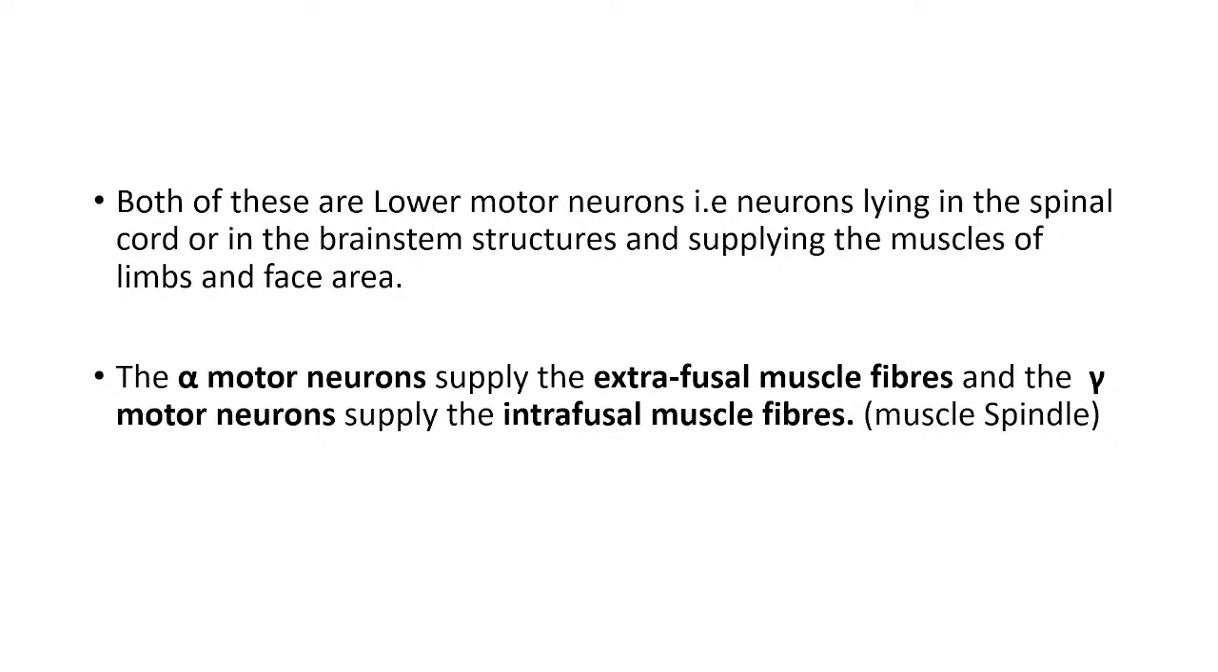So, both of these lower motor neurons, that is alpha and gamma motor neurons, lie in the spinal cord or in the brainstem structures, that is the cranial nerve nuclei, and supply the muscles of limbs and face area. They directly innervate the skeletal muscle. If they are cut down, if they are damaged, if there is injury to these neurons, what are the consequences? If you damage the lower motor neuron, what do you expect?